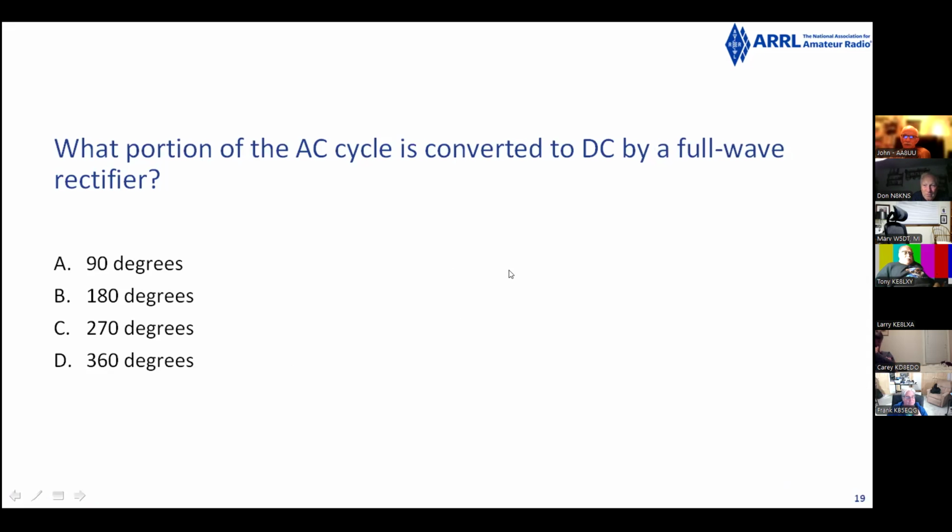So what portion of the AC cycle is converted to DC by a full wave rectifier? 90, 180, 270, 360 degrees. Must be 360. Yay. We got participation there.